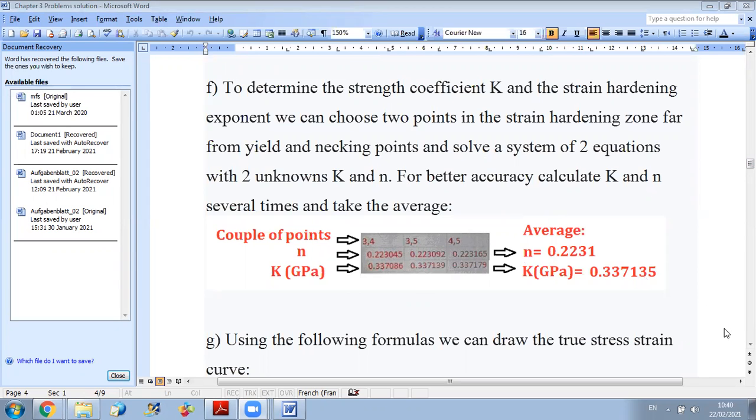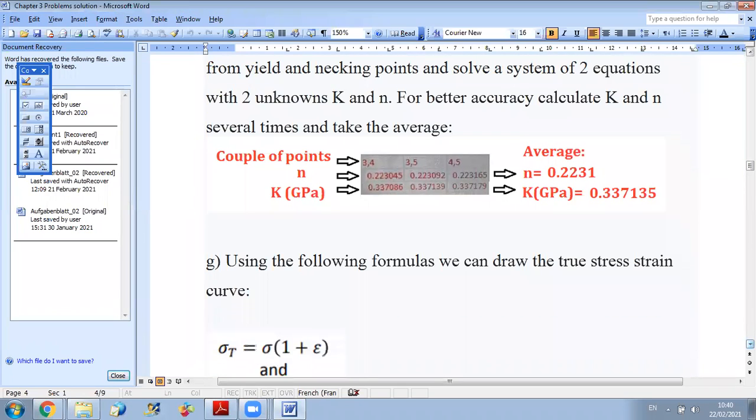Okay. Now, in question G. No, the equation is applied after yield and before necking. Exactly. Yes. But why didn't we take number 5? Because number 5 is after necking.